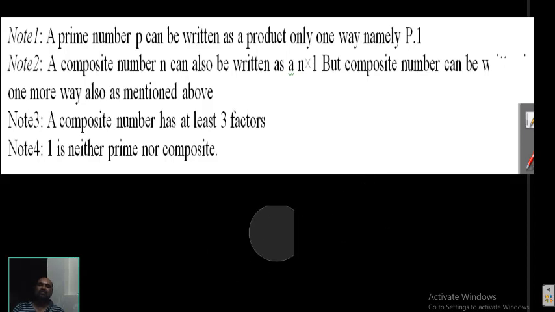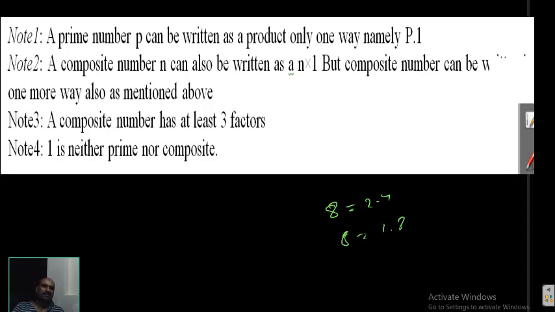That is note 1. A prime number p can be written as a product only one way, that is p into 1. A composite number n can be written as n into 1, but a composite number can be written in more ways also, as mentioned above. Let me explain: 8 can be written as 2 into 4, 8 can be written as 1 into 8, like that.